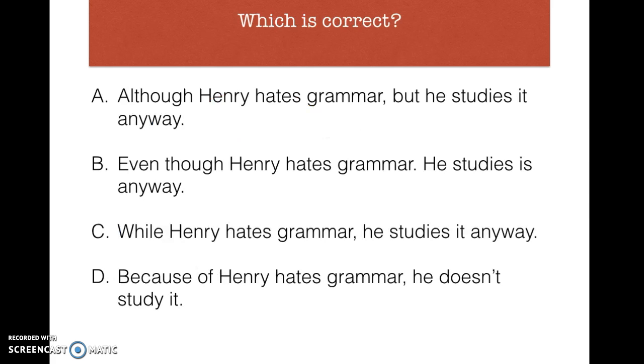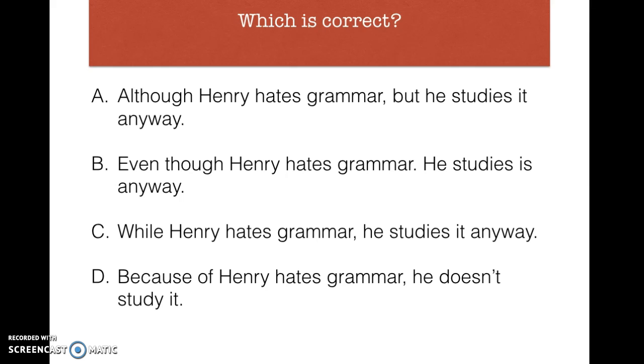Let's have a look at these. A, B, C, D. We have 4 sentences here. Which one do you think is correct? Well, we can see in the first one, although Henry hates grammar, but he studies it anyway. That's not going to work because we have although and but. We can only have one of them. We can't have 2 of those conjunctions in a sentence.